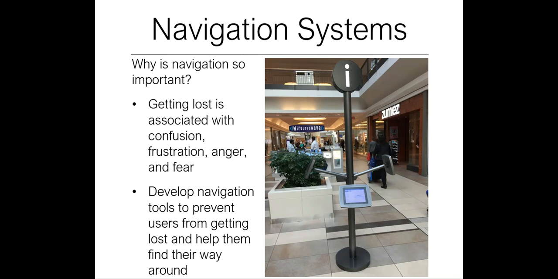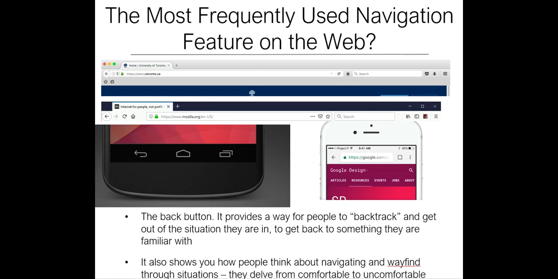So having said that, what's the most frequently used navigation feature on the web? This is actually part of the interface, but it is essentially the back button, because it provides a way for people to backtrack and get out of the situation that they're in, which is clearly not where they want to be, in order to get back to something or somewhere that they're more familiar with, and then from there to perhaps navigate on to where they do want to go. So essentially, it allows you to back up and then go down a different path.